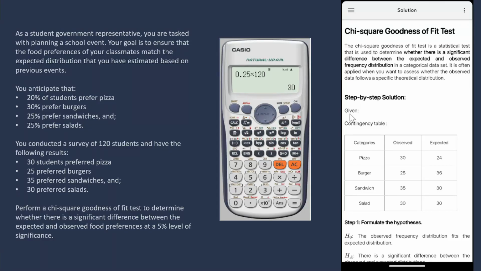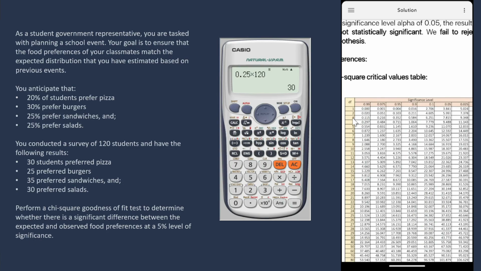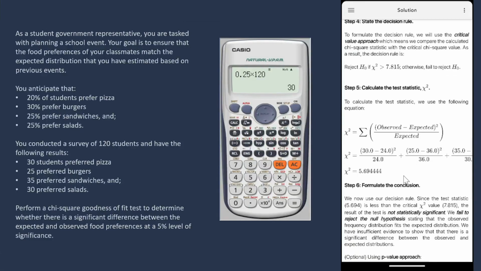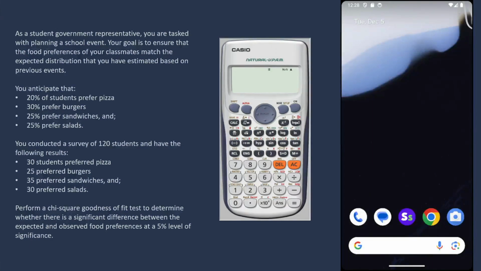So for the solution, we are given the contingency table that we have filled up a while ago. Here is our degrees of freedom equal to 3, and here is our level of significance 0.05. So they intersect at 7.815. This gives us the calculated chi-square value of 5.694444. In this video, we will be performing a chi-square goodness of fit test.